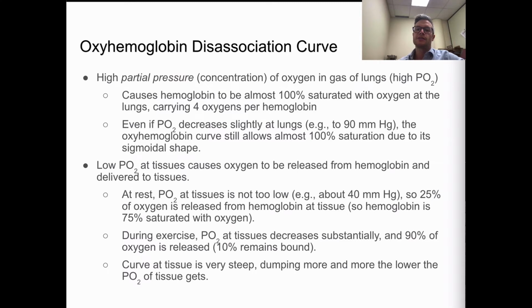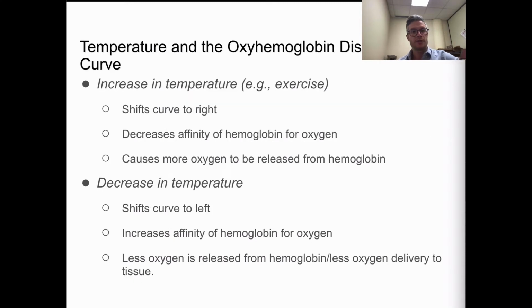But let's consider something like temperature. So temperature has two effects that influence the affinity that hemoglobin has for oxygen and how the curve changes. Okay, so we'll take a look at this in a couple of different ways.